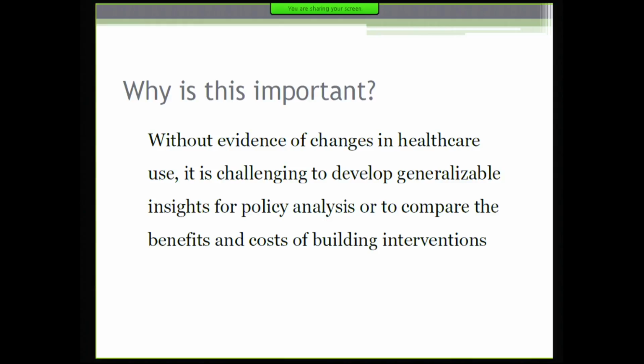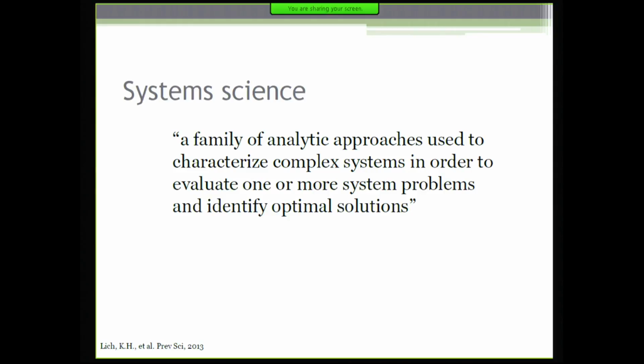And for those of you unfamiliar with system science, the formal definition is that it's a family of analytic approaches used to characterize complex systems in order to evaluate one or more system problems and identify solutions. So what that means is basically if you have a complex problem, use as many tools at your disposal to be able to explain it.